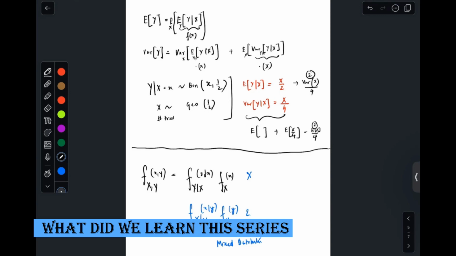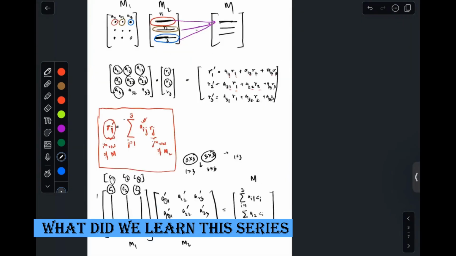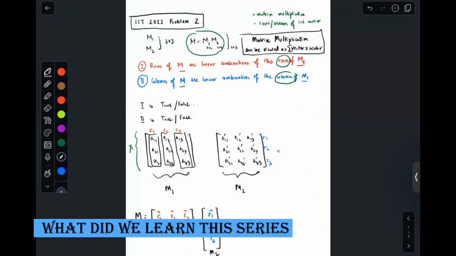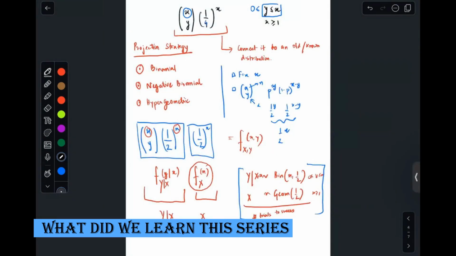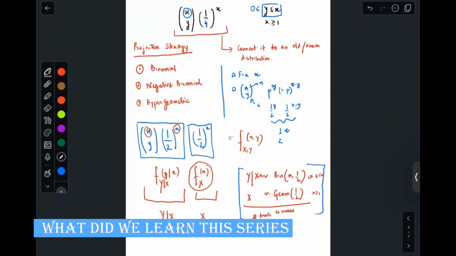So in the first problem, we discussed the matrix multiplication relationship with the rows and the vectors of the matrices, rows and columns. In the second problem, we discussed this probability projection strategy, where we are projecting this complex distribution into a known problem, and how beautifully you can use the strategy to divide a joint distribution into a conditional and a marginal distribution without doing summation.